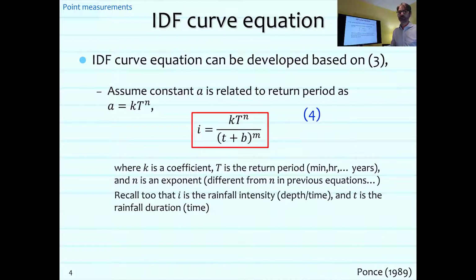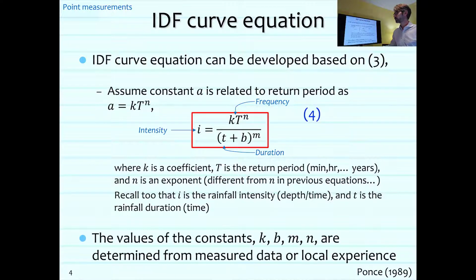Remember too that I is the rainfall intensity, depth per time, and t is the rainfall duration, obviously in time. Okay, so here's my intensity, my frequency, and my duration, I, d, and f. The values of the constants k, b, m, and n are determined from measured data or local experience.